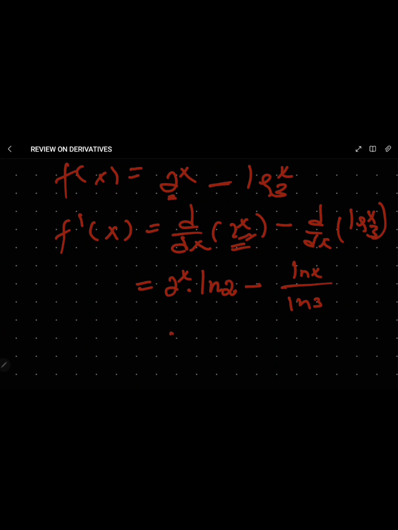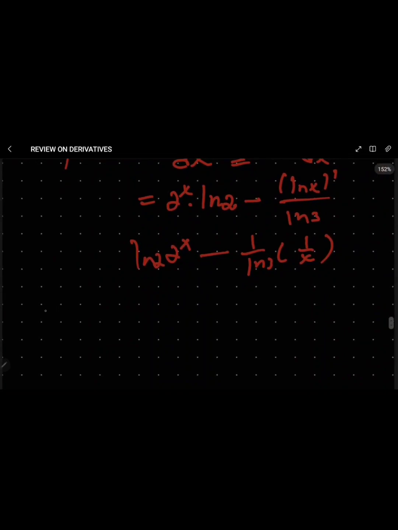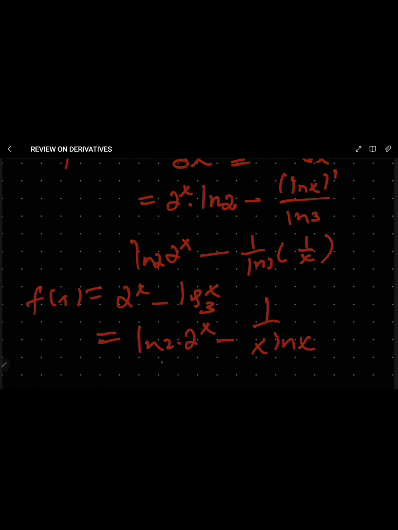So this one is ln 2 times 2 to the power of x minus, and you can take 1 over ln 3 common. Then what is the derivative of this one? The derivative of ln x is 1 over x. So if f of x is 2 to the power of x minus the logarithm of x to the base 3, this is equal to ln 2, which is a constant, times 2 to the power of x minus 1 over x ln 3 as the solution. So this is how you do a difference function.